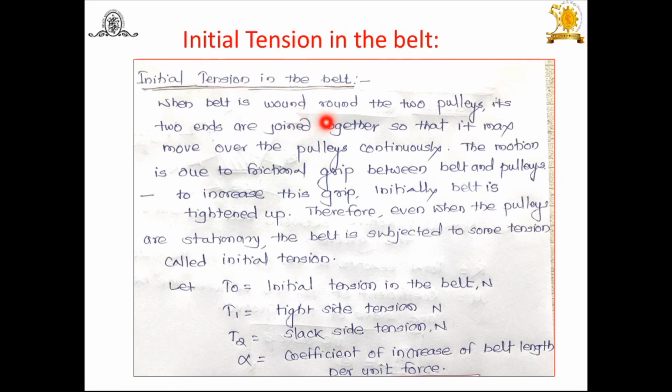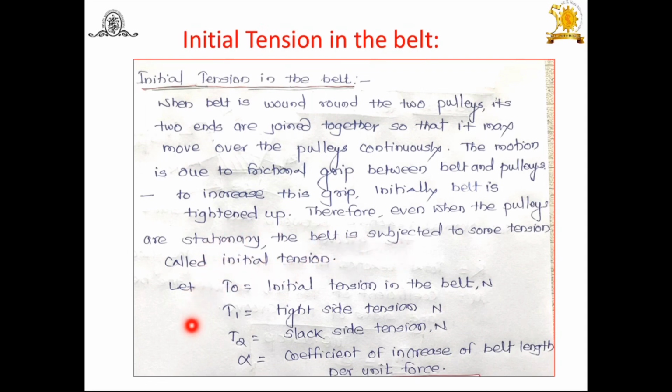When the belt is wound around the two pulleys, its two ends are joined together so that it may move over the pulley continuously and without slip. The motion is due to the frictional grip between the belt and pulley. To increase this grip, the belt is initially tightened up. Therefore, even when the pulley is stationary, that means not in motion, the belt is subjected to some tension, and this tension is known as initial tension.